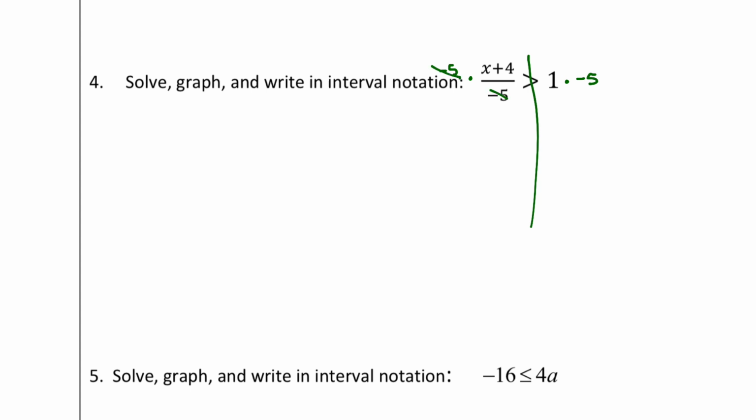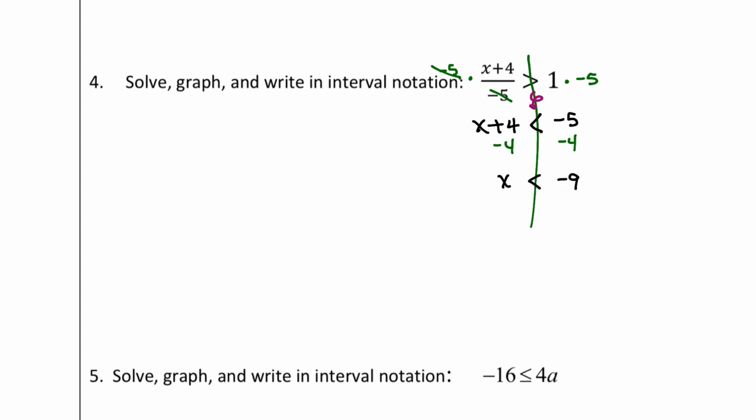Okay, so the negative 5 cancels, and I get x add 4. On the right, I get negative 5. But because this green 5 was negative and I'm multiplying, I have to switch the sign around. So it is now a less than. Keep solving by subtracting 4, and we get x is less than negative 9. Whoops, let's make that in black. x is less than negative 9.